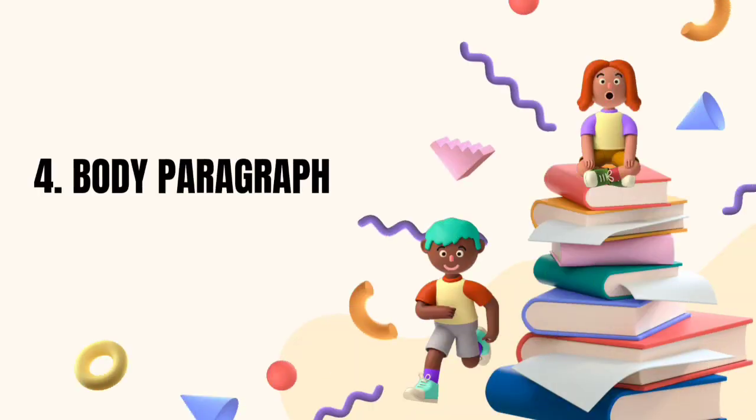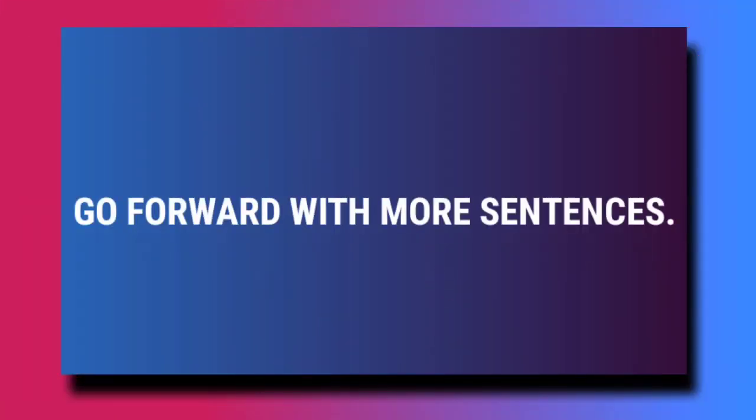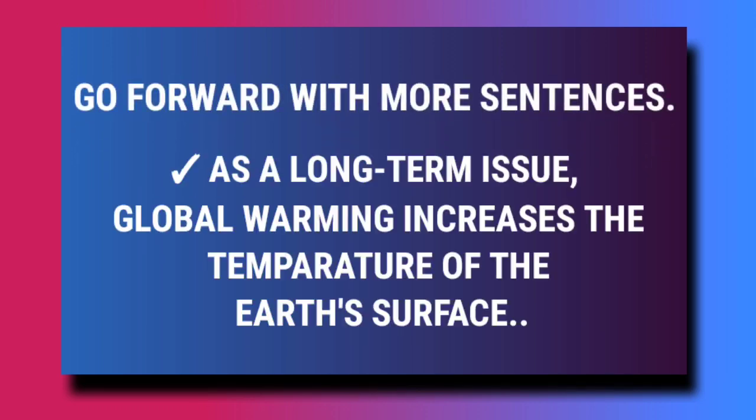The fourth one, that is body paragraph. Well, you should now go forward with more sentences. So first you have got your ideas, what you want to write, like global warming. Now you have made already a thoroughgoing research. Now you have to go forward. So now you have to write more about global warming. Like, as a long-term issue, global warming increases the temperature of the Earth's surface.